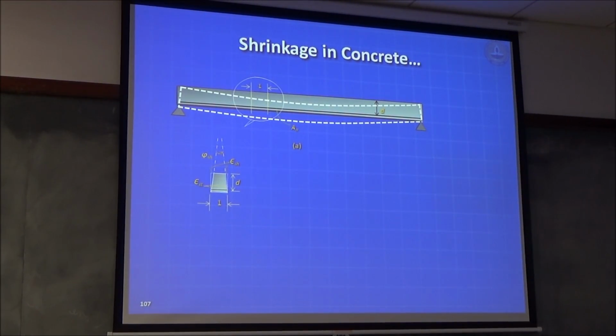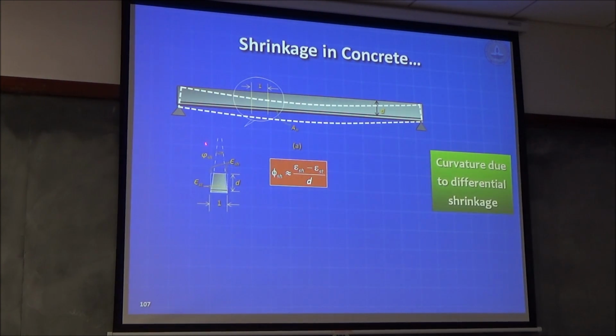And so, shrinkage. So you get a curvature, and the curvature is approximately given by this difference in what happened at the level of the steel and at the top level. And so automatically it will take that shape. The bottom doesn't want to shrink, the top is free to shrink. So you have even a formula for shrinkage curvature. Please use the same symbol for curvature.